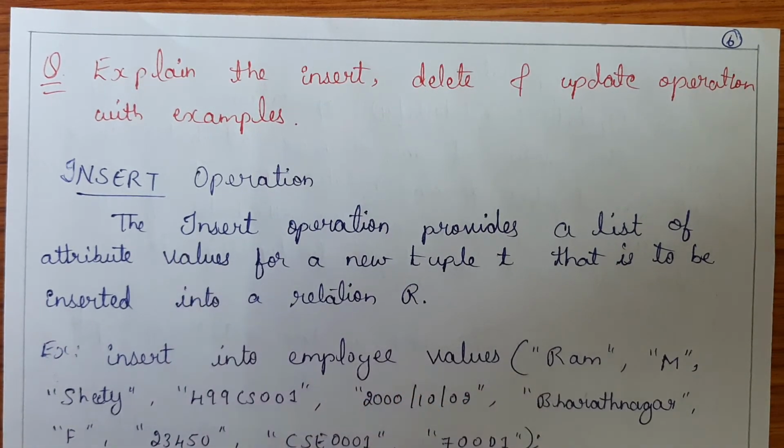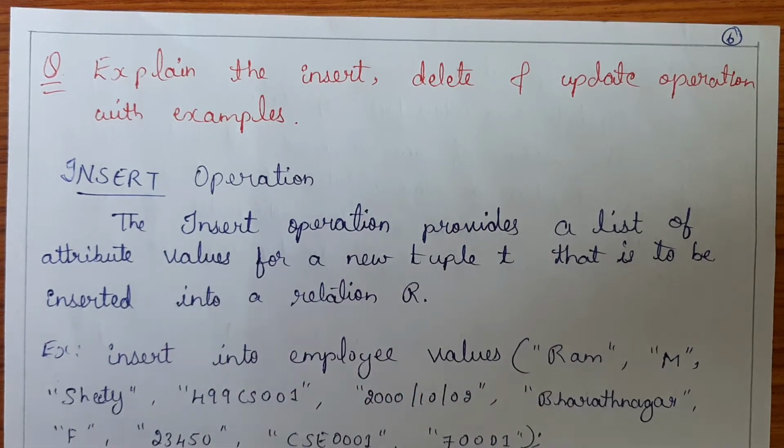So insert operation provides a list of attribute values for a new tuple T that is to be inserted into a relation R. That means if you have created a table, you have to insert the values. So insert operation means we are entering some values for the tuple, that is the values which we want to enter into the table. So that we call it as an insert operation.